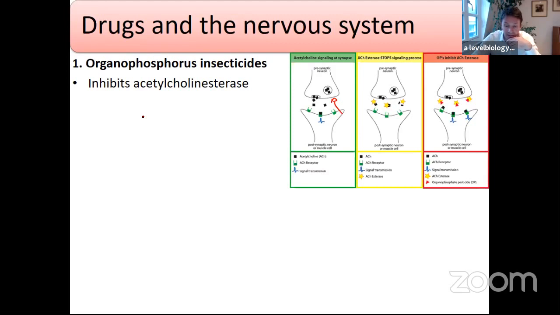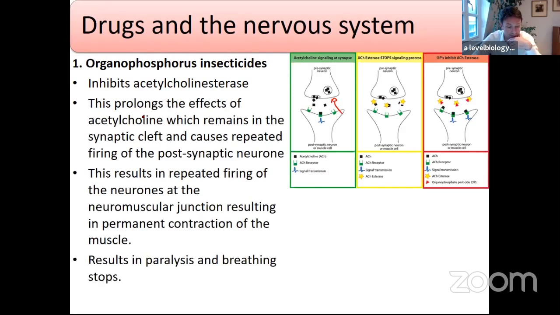Now, the problem with organophosphorus insecticides is that it is an inhibitor of acetylcholinesterase. Therefore, it prolongs the effects of acetylcholine. It remains in the synaptic cleft, and it remains bound to the postsynaptic receptors. So that means you have repeated firings of the neurons at the neuromuscular junction, and therefore there's permanent contraction of the muscle, and therefore you have paralysis and stopping of breathing.